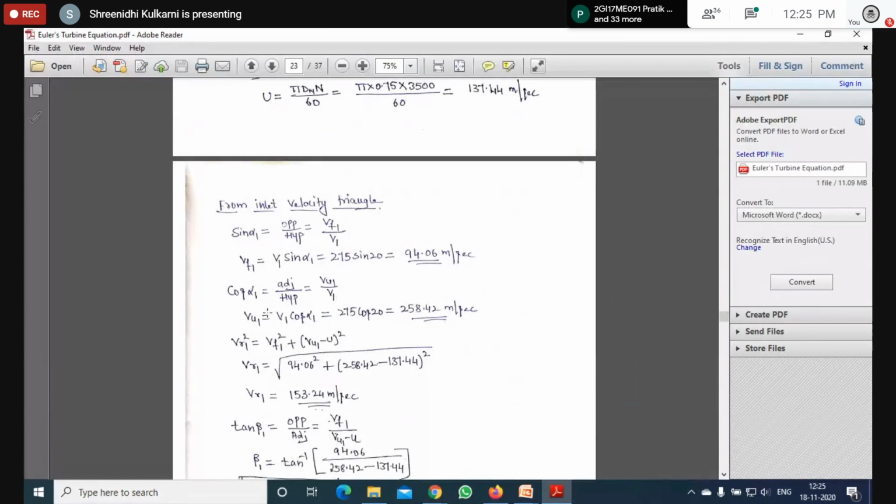So similarly, find out what is VU1. So VU1 has 258.42 meter per second.